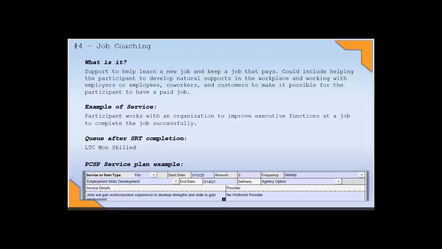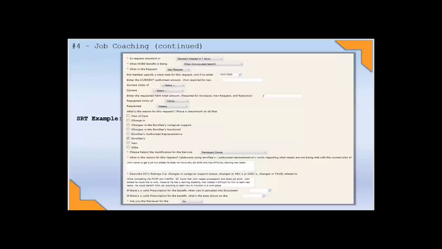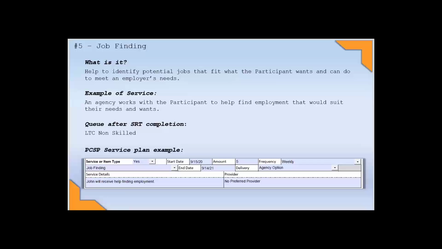Job coaching, support to help learn a new job and keep a job that pays. An example, a participant works with an organization to improve executive functions at a job to complete the job successfully. And then our last employment service, job finding, helps to identify potential jobs that fit what the participant wants and can do to meet an employer's needs. An example, an agency works with a participant to help them find employment that would suit their needs and wants.